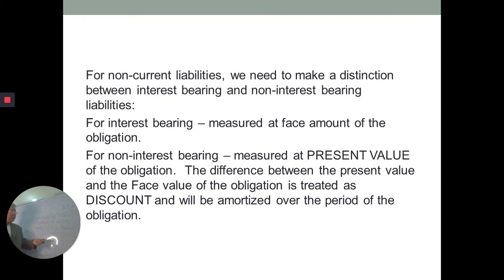So, for the non-interest bearing note, we find the present value of the obligation. Now, for this interest bearing note, again, we find the present value of the obligation, depending on whether the nominal interest is equal to the effective interest rate of the obligation. Now, there's a difference between the principal and the present value of the obligation. The difference is what we call the discount, and we amortize this over the period of the obligation as interest expense.